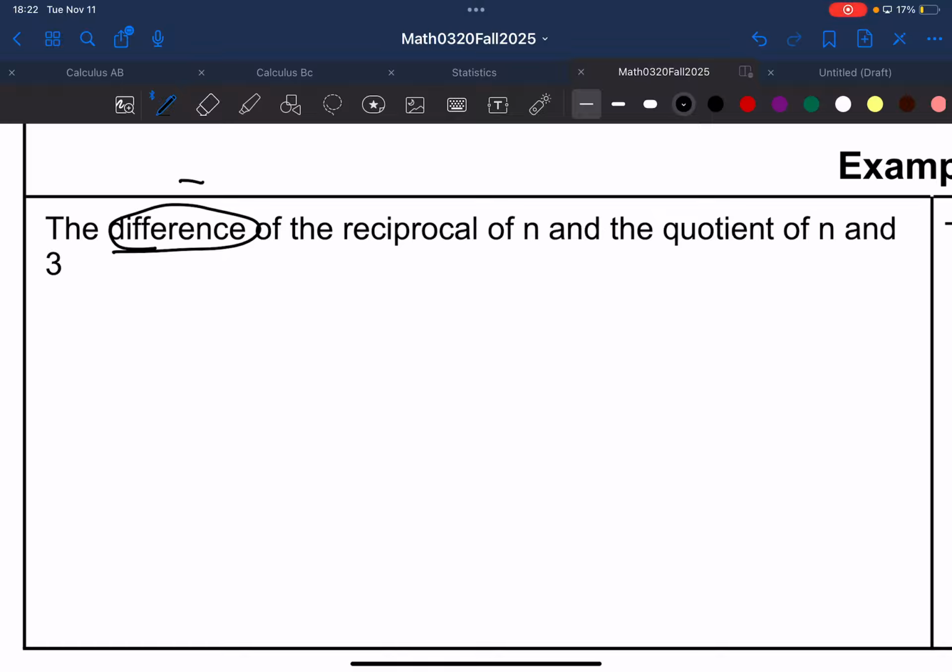Then it says reciprocal of n. And we talked about reciprocal. What is reciprocal? Flipping it. But how do I flip something that's by itself? So technically it is n over 1, right? We just don't write 1 because n divided by 1 is just n. So if we were to flip this, the reciprocal, this would be 1 over n. So 1 over n represents the reciprocal of n. So reciprocal means flipping.